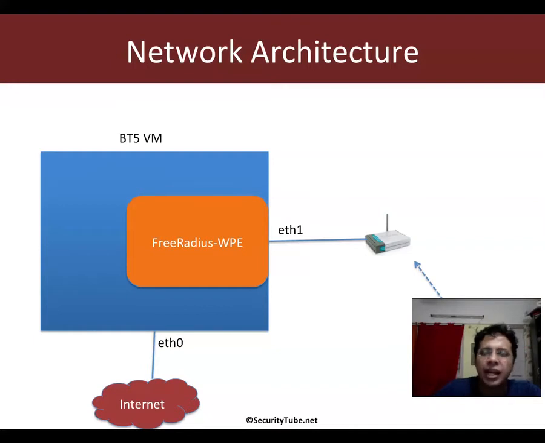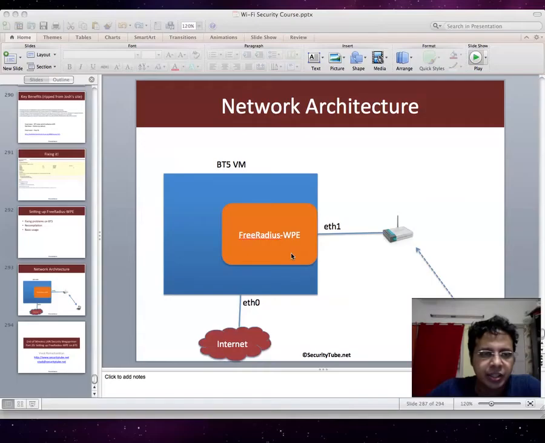Now, how you would like to structure this is entirely up to you. But what you would require is a steady connection, typically a LAN connection, to the access point. So in my case, here is my handy little access point and the VirtualBox Backtrack 5 VM. Right, so let the games begin.